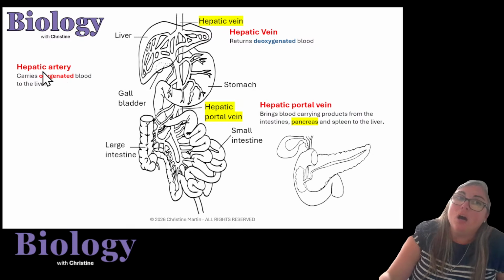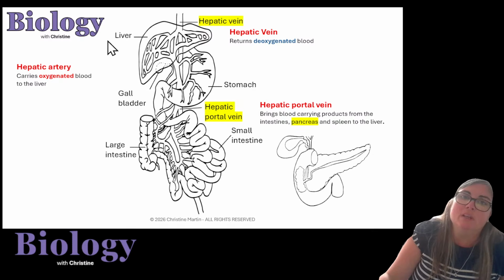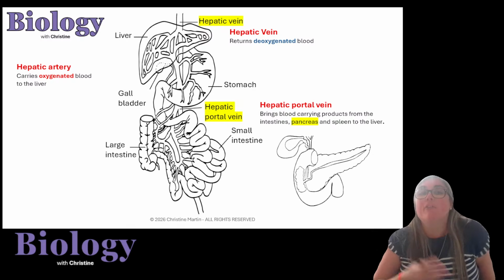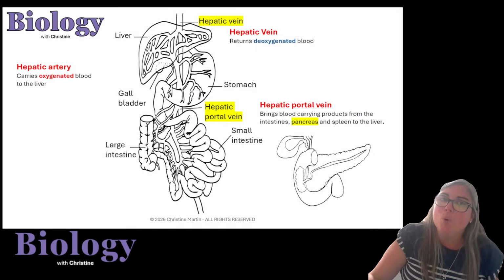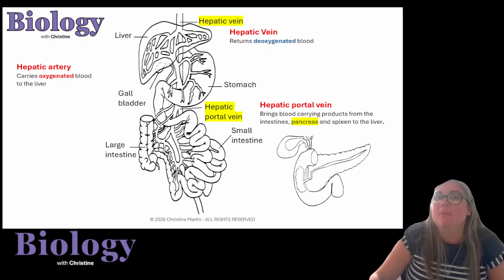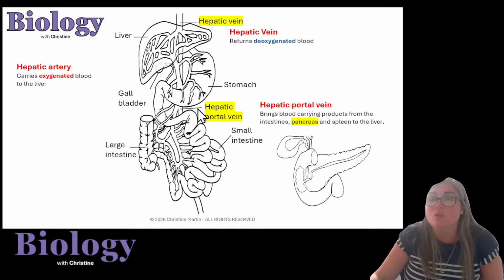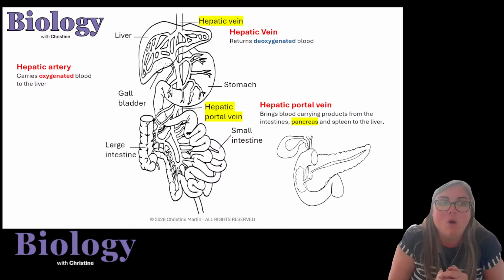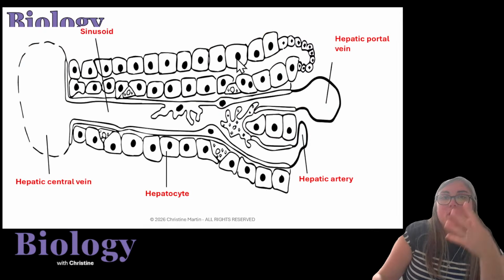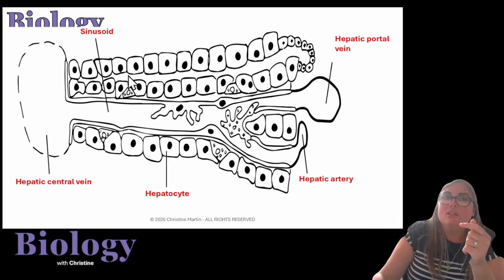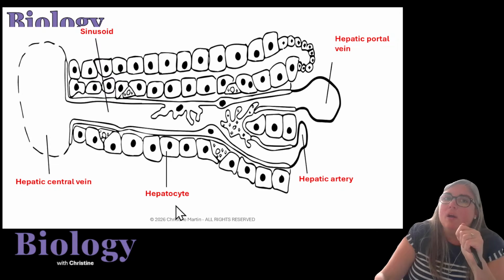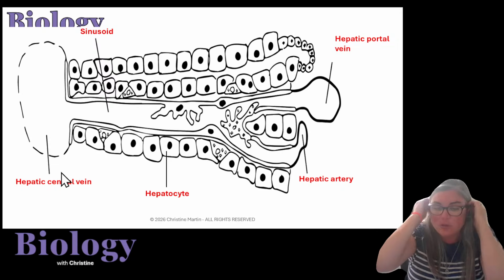The hepatic artery is going to carry your oxygenated blood to the liver. The hepatic vein is going to return the deoxygenated blood from the liver to the heart. The hepatic portal vein is the connection between the intestines, the pancreas, and the spleen to the liver, so that the liver can filter out any of the things that are required. So if we look inside the liver, then we know we've got our sinusoid, we know we've got our hepatic portal vein, we know we've got our hepatic artery, we know we've got our hepatocytes, and we know we've got our hepatic central vein.